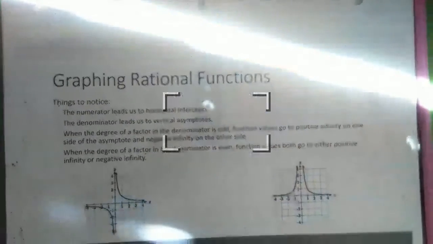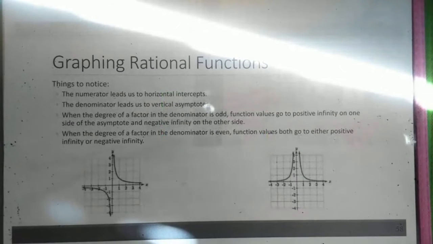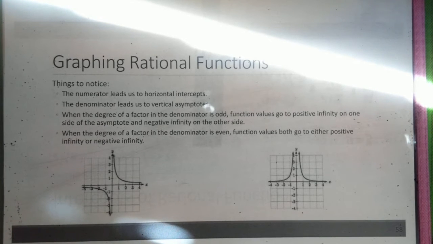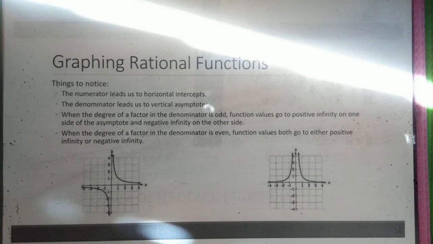Now we're going to start taking a look at graphs of rational functions, and there are some connections I want you to notice. We said that the numerator leads us to the horizontal intercepts. That's what we just saw. The denominator leads us to vertical asymptotes. We saw that a few slides ago. Here's where things get interesting. When the degree of a factor in the denominator is odd, function values go to positive infinity on one side of the asymptote and negative infinity on the other side.